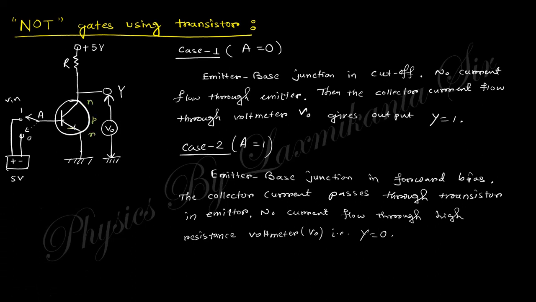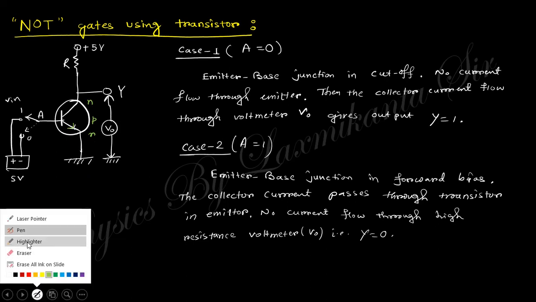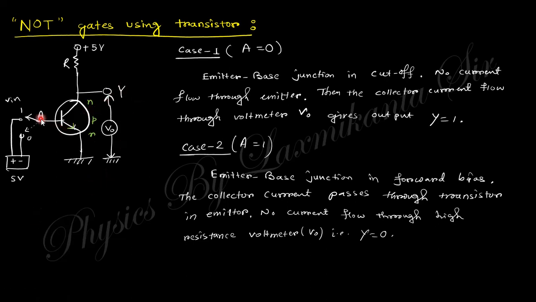NPN transistor. This arrow gives you the information about this transistor type. Where this is 0, 0 means negative. So P side negative, this is positive, so this is reverse bias. Since this is reverse bias, when this is 0, that is case 1, no current flows through this one.